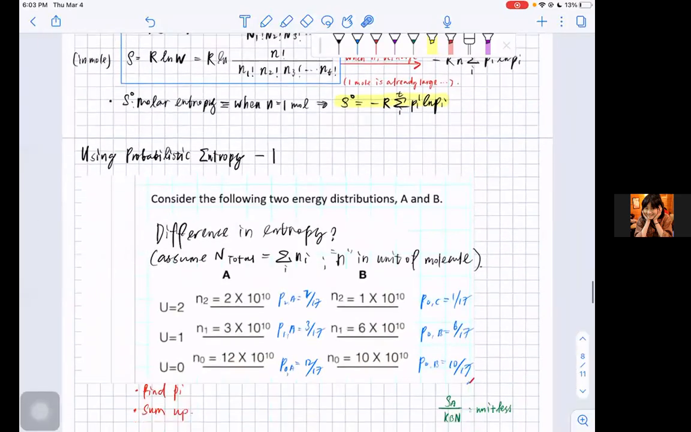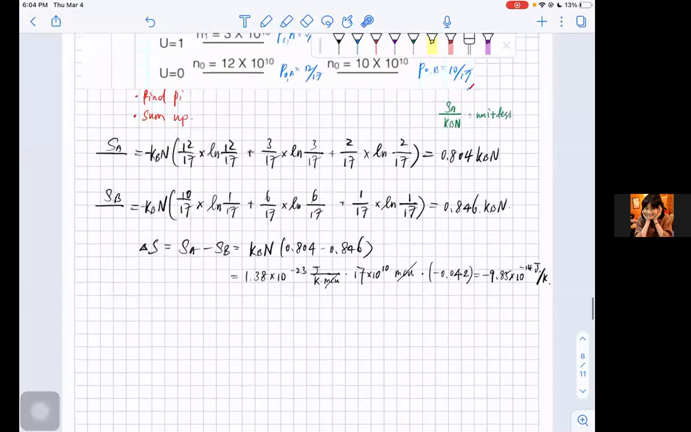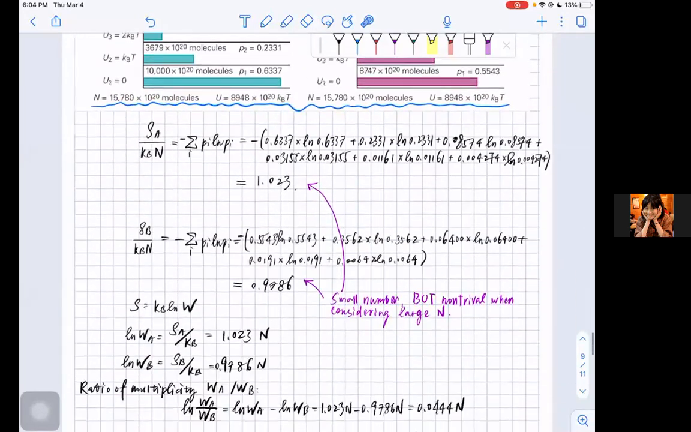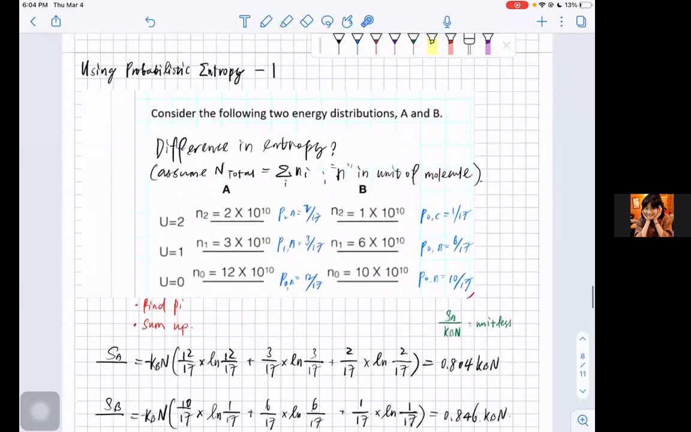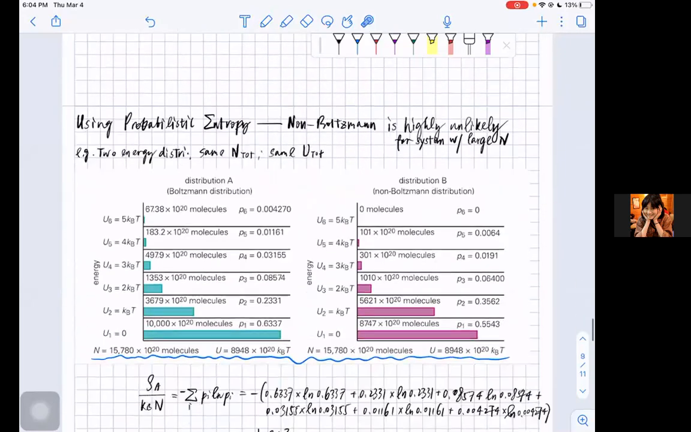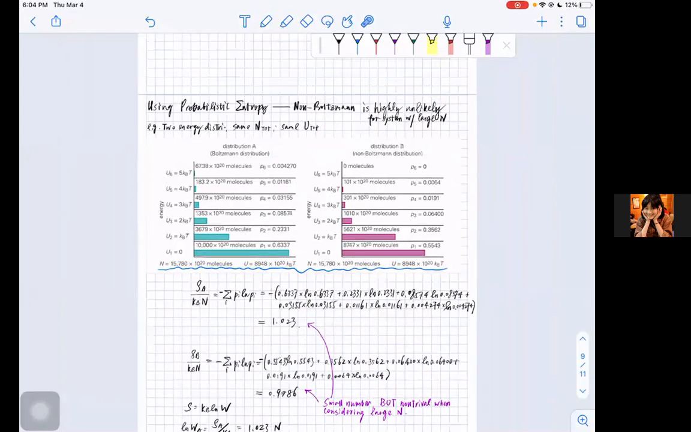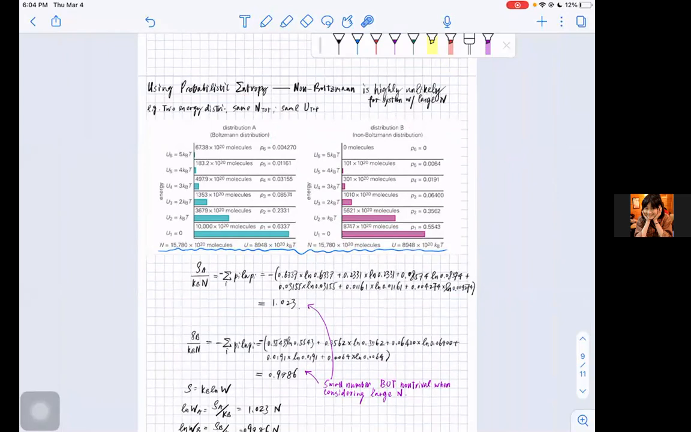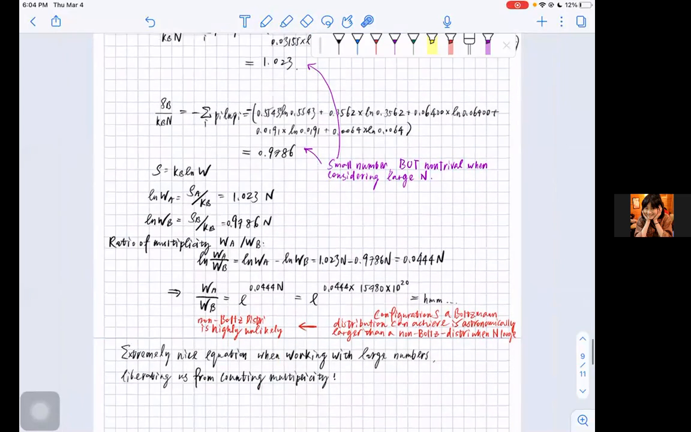And I have actually some examples here, but I have the answers written out. So I think you can look at that, and if you have questions, you can ask on Piazza. This is a particularly nice example because it shows you that a non-Boltzmann distribution is highly unlikely for a system with a large number of n, through the probabilistic definition of entropy.